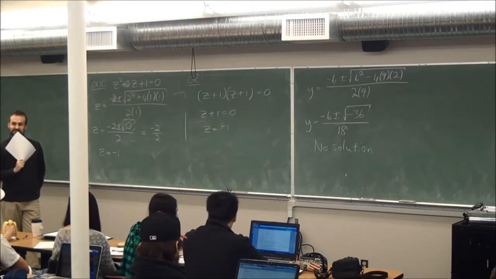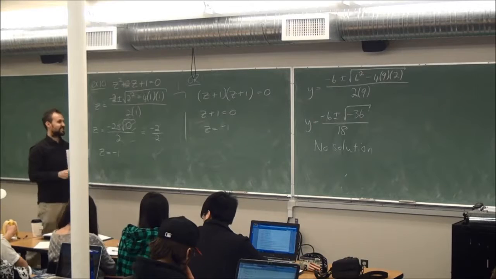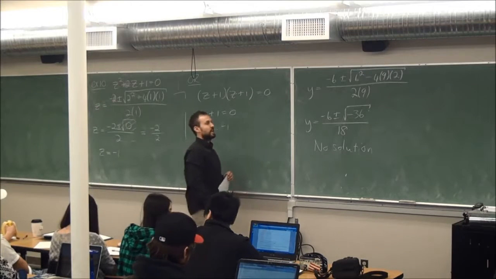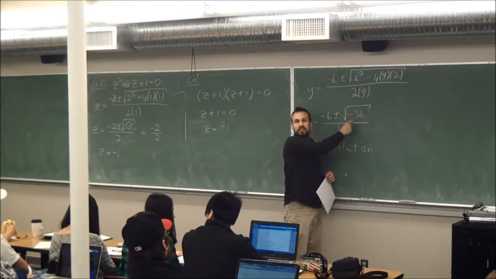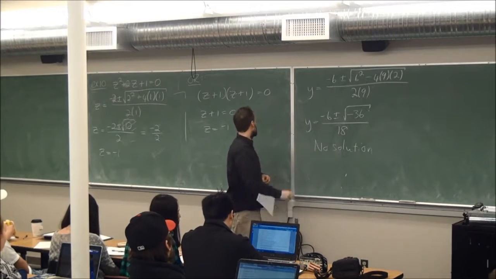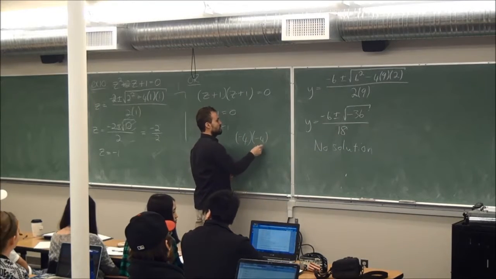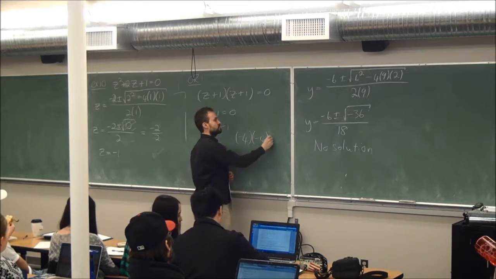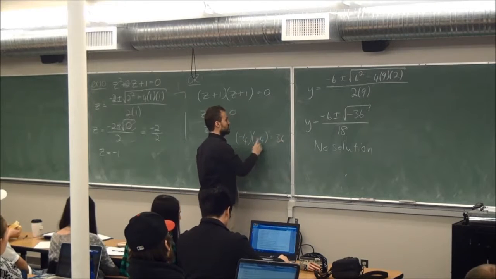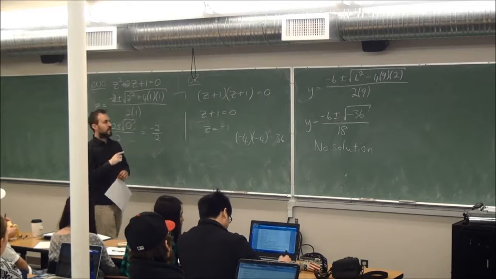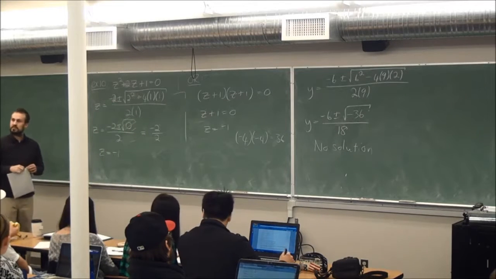Nothing. So for every negative number, there's no solution. You can't evaluate the square root of a negative number, because even negative 4 times negative 4 is always going to be a positive number. Any number times itself is always going to be positive.